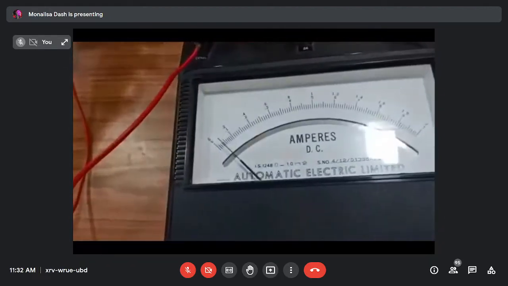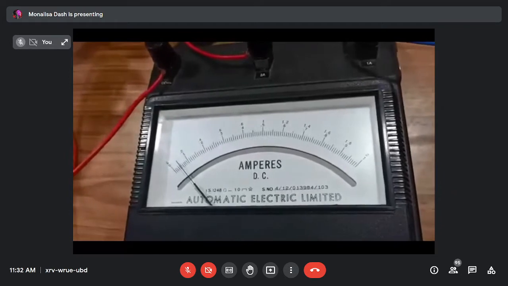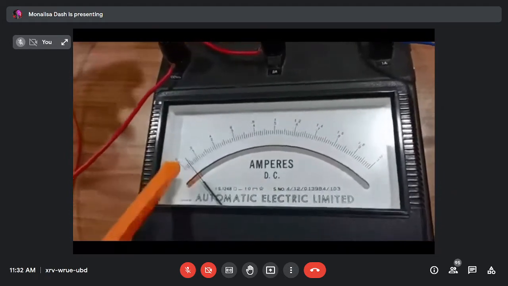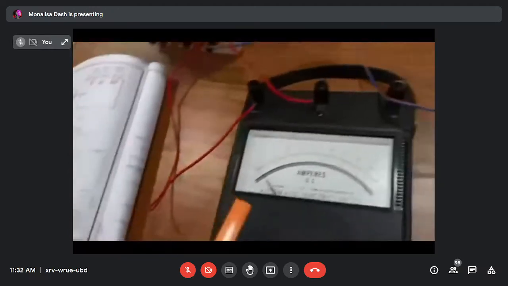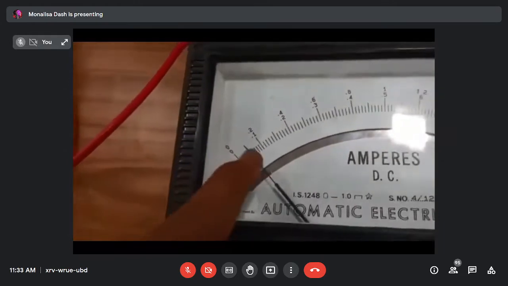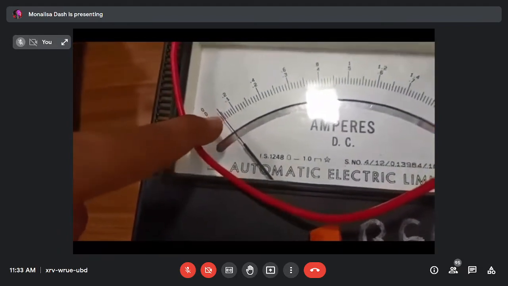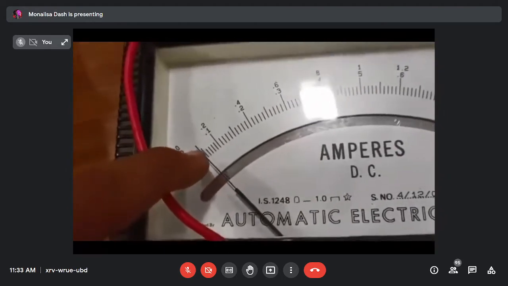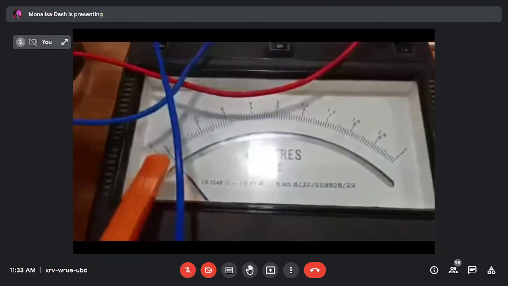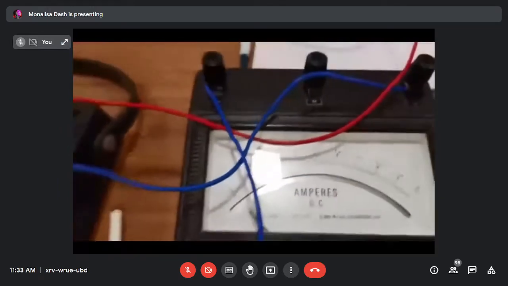Then we vary the regulated power supply. We take the lower scale. Set at 1 ampere, sorry, 0.1 ampere. And the second ammeter is approx 0.05, and this ammeter approx 0.04. Then we note down the reading.